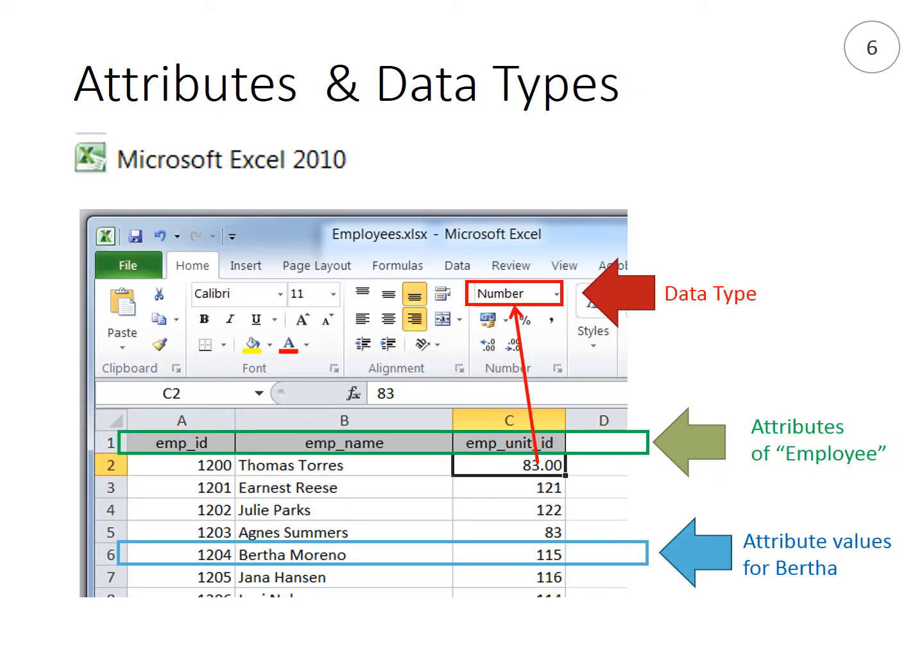In Microsoft Excel, you will find the attributes as the headings of the different columns, and the attribute values are then the values that you find in the different cells. Each row represents an instance, and then you can find all the values this instance has for a certain attribute. The data type is what you find as the format of a particular cell. So here you see how the cell C2 has been formatted as a number.